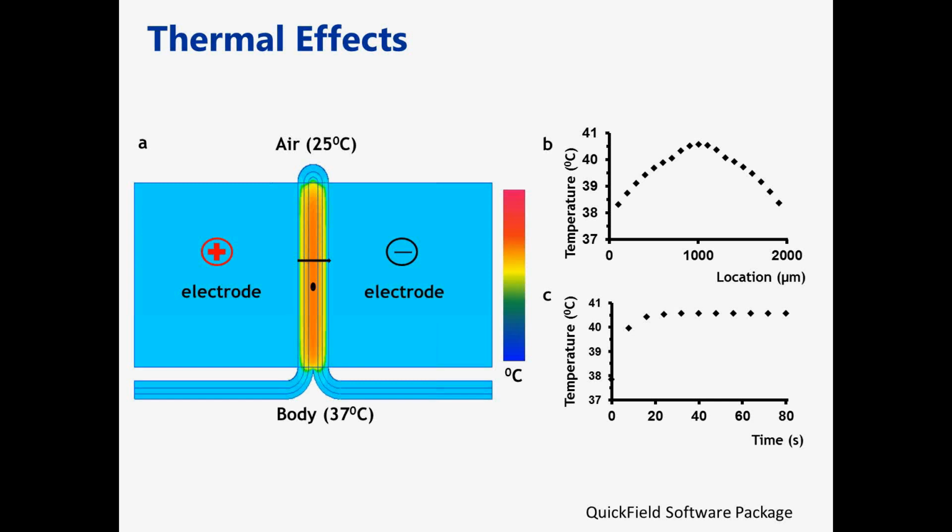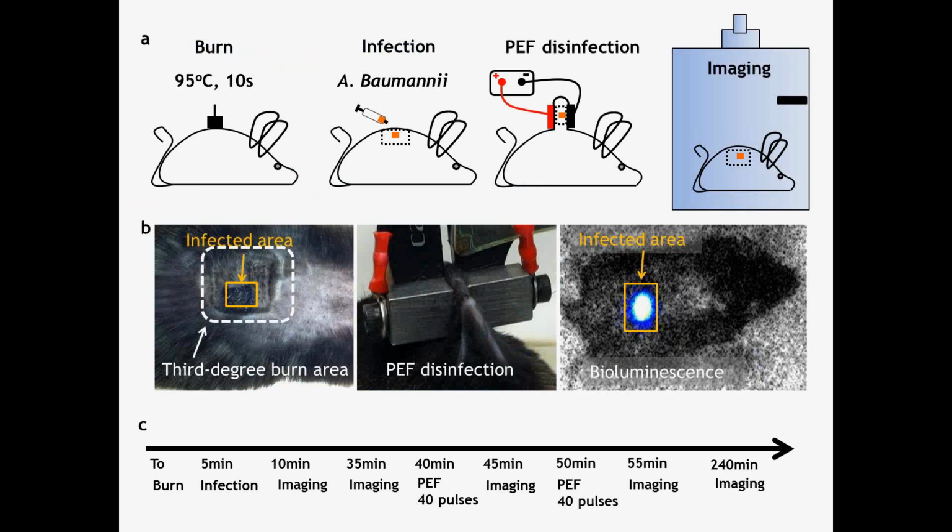So next we did the experiment, and here is how the experiment looked. We have the burn model on the mice. So this is the mice. We apply the burn model by a 95 degree heated electrode for 10 seconds. So here is how the burnt area looks.